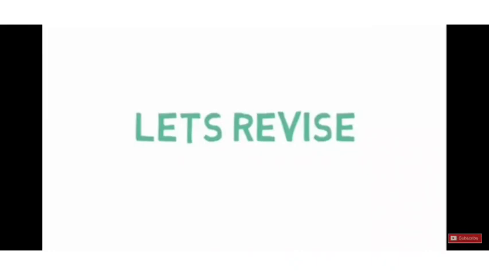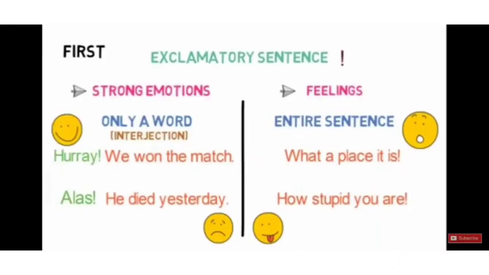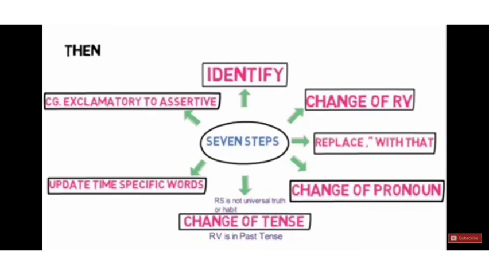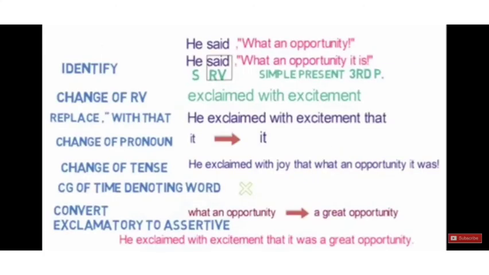Okay students, let's quickly revise. We see what an exclamatory sentence is. It expresses strong emotion or feelings. It ends with an exclamation mark. There are two types of exclamatory sentence. Number 1, a single word is used in exclamatory form, which is called an interjection. Number 2 category, the entire sentence is used in exclamatory form. And next we use the 7-step formula for the conversion of exclamatory sentences from direct speech to indirect speech. And next we see various examples and exercises.